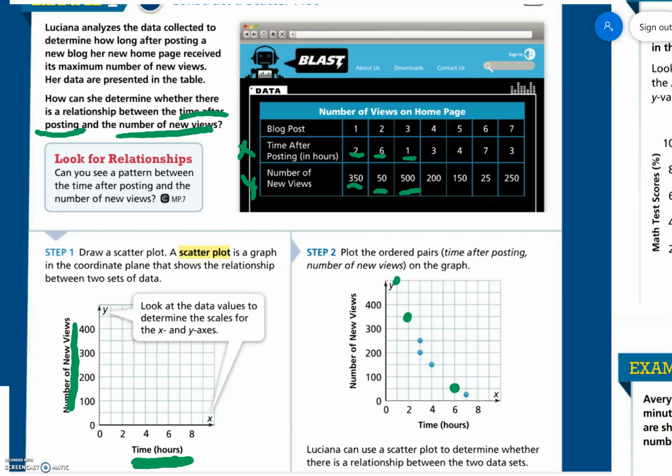So Luciana can use a scatter plot to determine whether there is a relationship between the two data sets. And we can see as time goes on, the number of views actually decreased. It goes at a pretty steady rate. We can follow the dots.